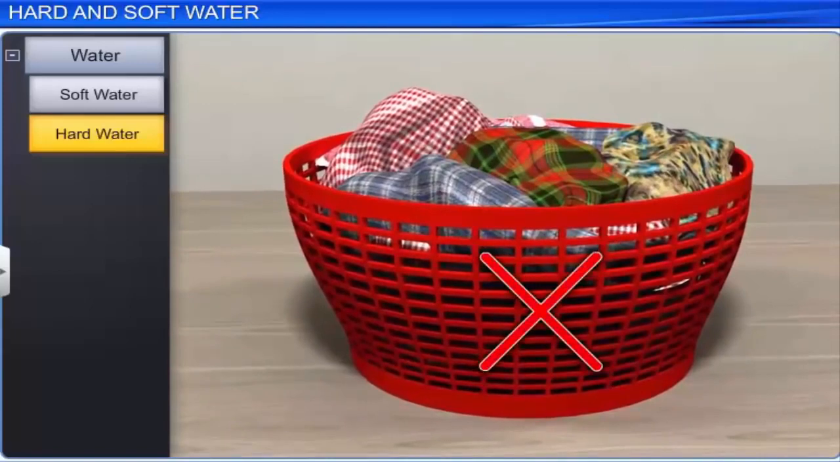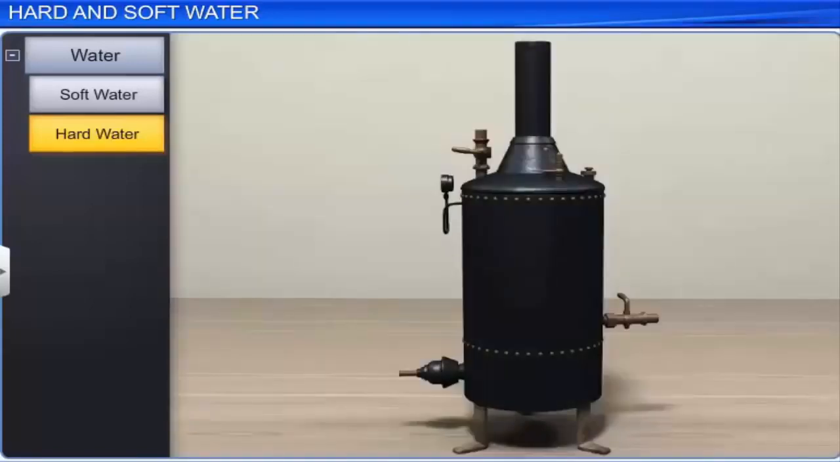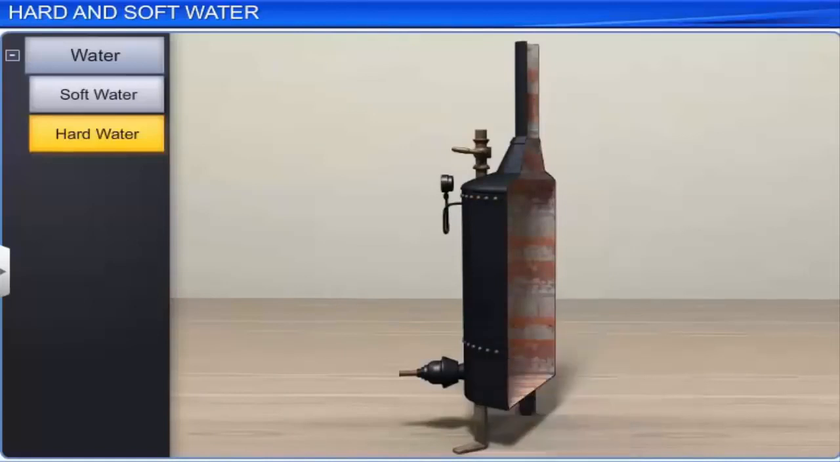Hard water is also harmful for the boilers because of the deposition of salts in the form of scales, which reduces the working efficiency of the boilers.